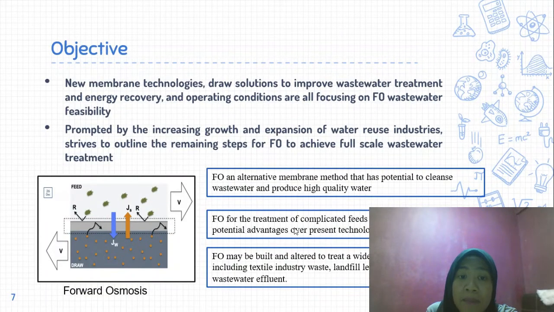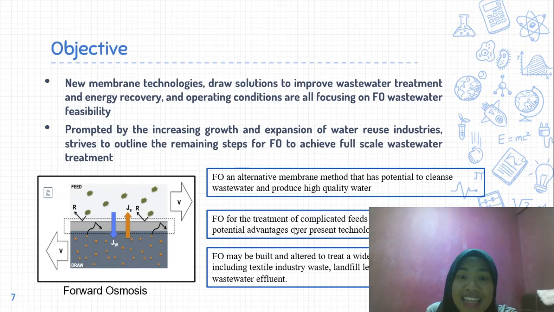Okay, next is the literature review. The main objective for forward osmosis wastewater treatment is the new membrane technology and draw solutions to improve the wastewater treatment, and also the energy recovery and the operating conditions, all focusing on the forward osmosis wastewater feasibility. Besides, prompted by the increasing growth and expansion of the water reuse industry, efforts strive to outline the remaining steps of the FO to achieve full-scale wastewater treatment.